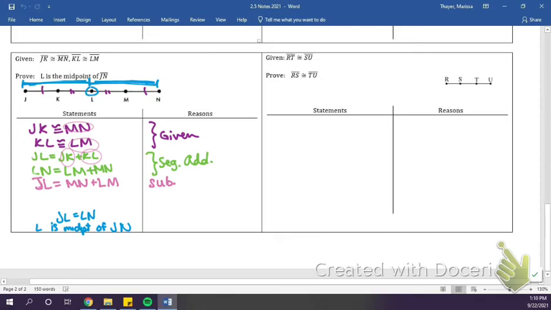From there, I noticed that these two are very similar. They're very close to each other. I have LM plus MN, and I also have MN plus LM. When you are adding, it doesn't matter what order you're adding. So I can even rewrite JL to be LM plus MN. That's the commutative property of addition, where it doesn't matter what order you add things in.